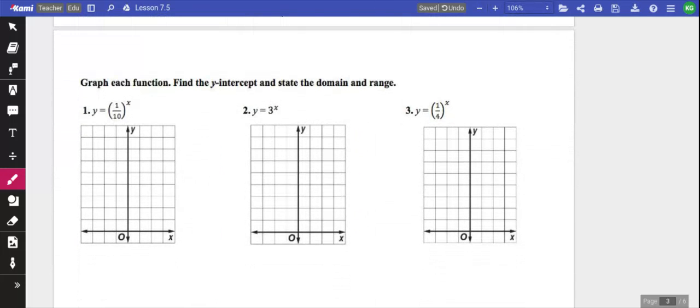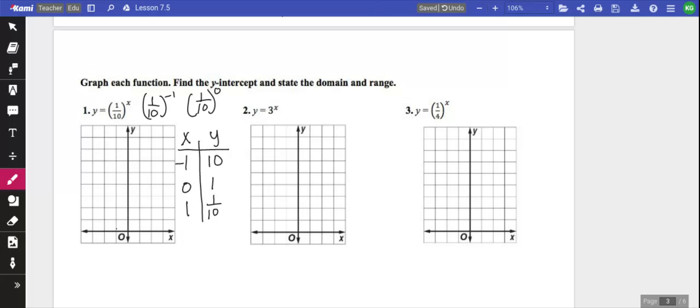Okay, so the first one just starts with graphing the function, finding the y-intercept, and stating the domain and range. So we're using -1, 0, and 1. And the first one is 1/10 to the -1 power. And so we know that if anything's to the negative power, we have to flip it. And so it's going to become 10, or 10 over 1. The next one is 1/10 to the 0. And from our last section, we know that anything to the 0 power is 1. And the last one is 1/10 to the first power, which is 1/10.